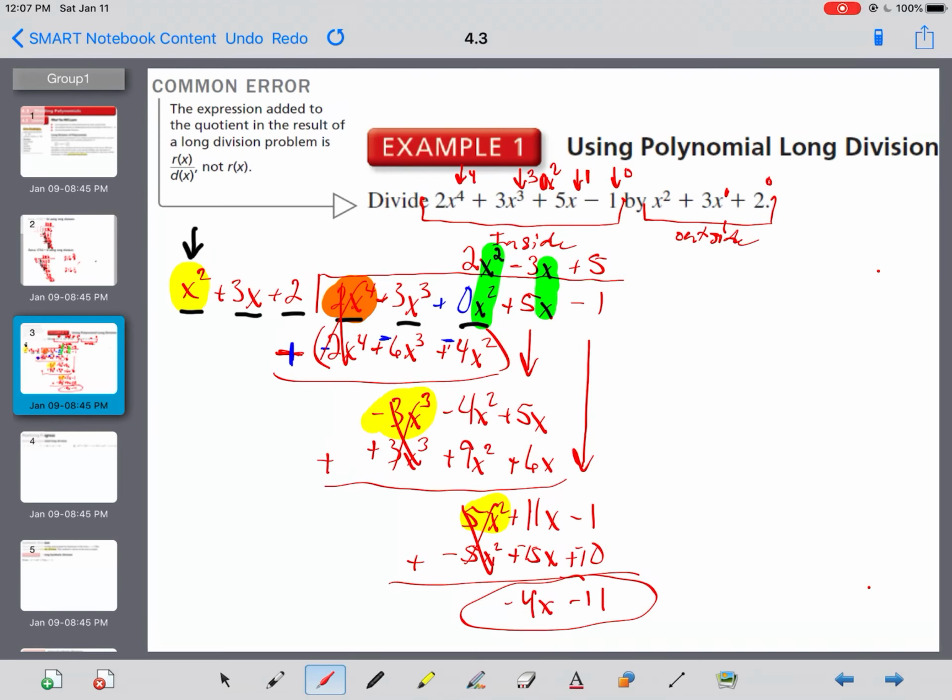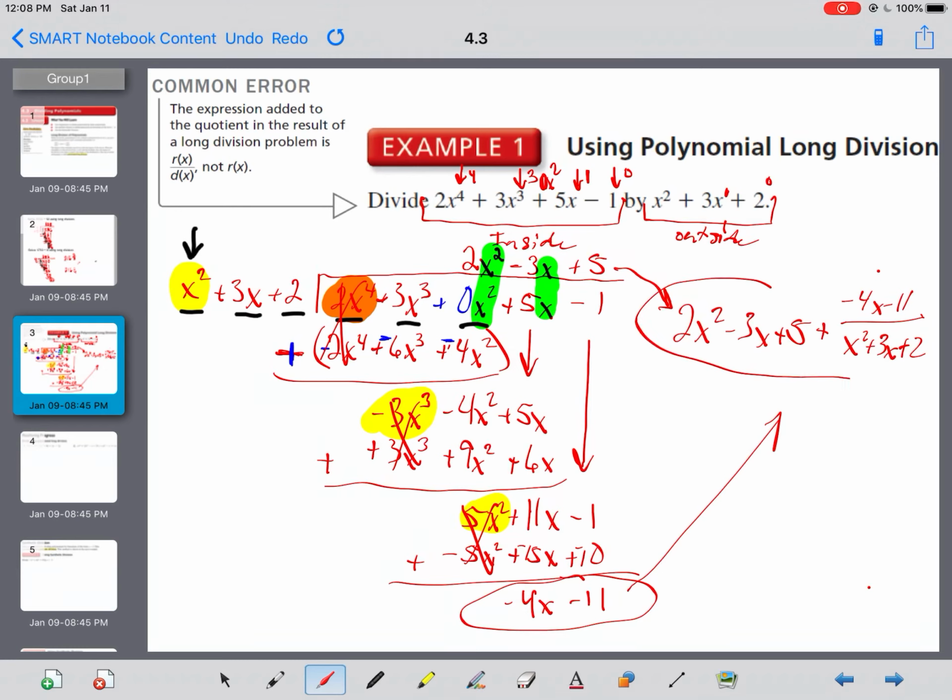This is my leftovers. It did not go nicely. It's like if you tried to divide 10 by 4, it doesn't go into it nicely. 2 does, 4 doesn't. So we have a remainder. So here's how we write our answer. 2x squared minus 3x plus 5, that's this part. And then we pull in the remainder. So we say plus negative 4x minus 11 divided by, what were we dividing by? x squared plus 3x plus 2.